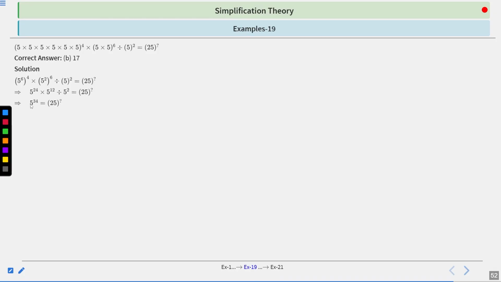Now we can say that we got 5 to the power 34 equals 25 to the power question mark. So we got 25 to the power 17, which equals 25 to the power question mark. So when we compare it, we get the value of question mark, which equals 17. So B is the correct answer. Next one.